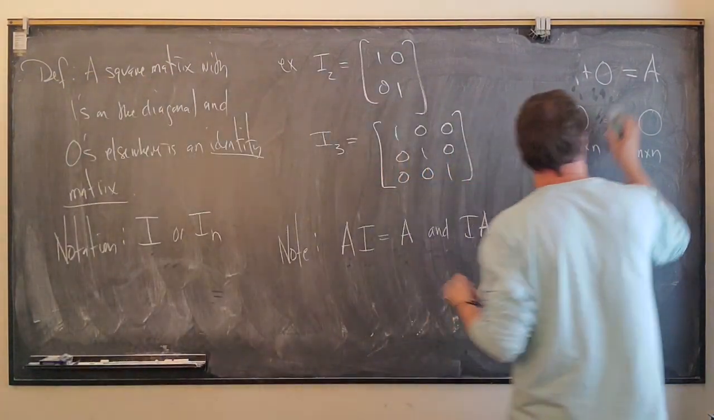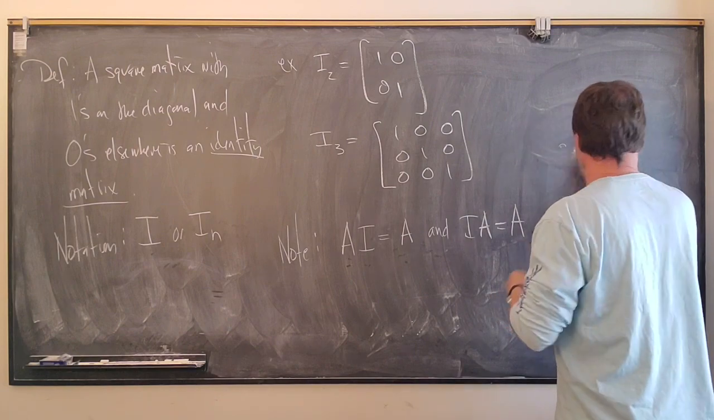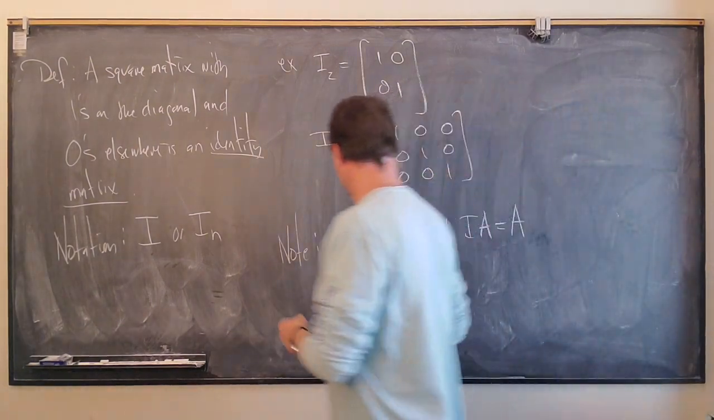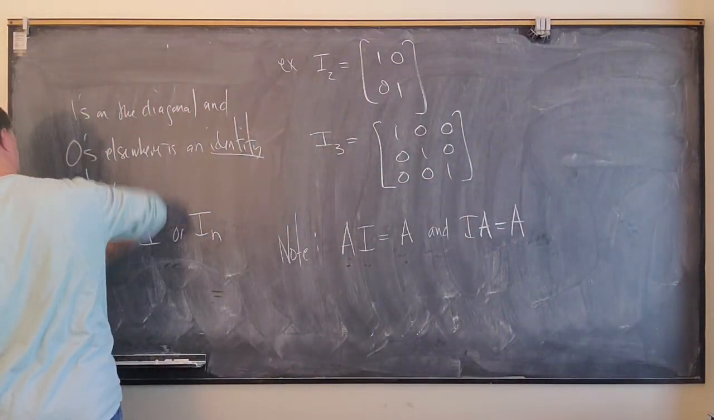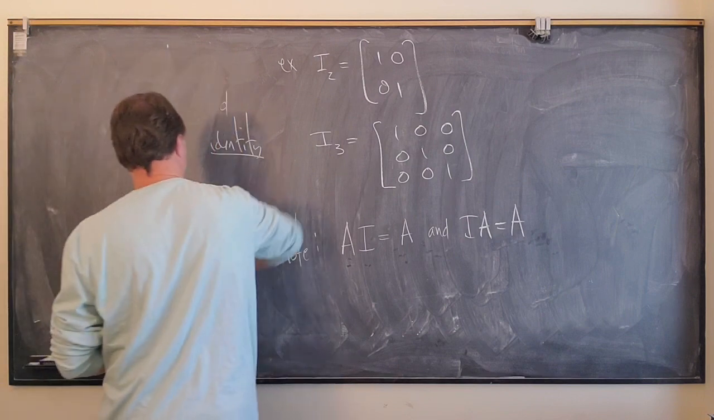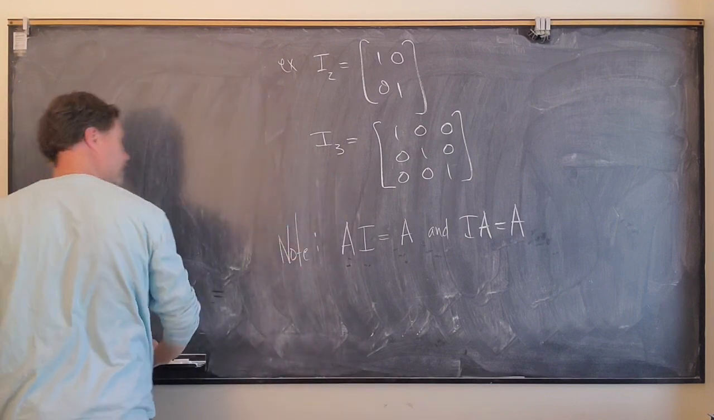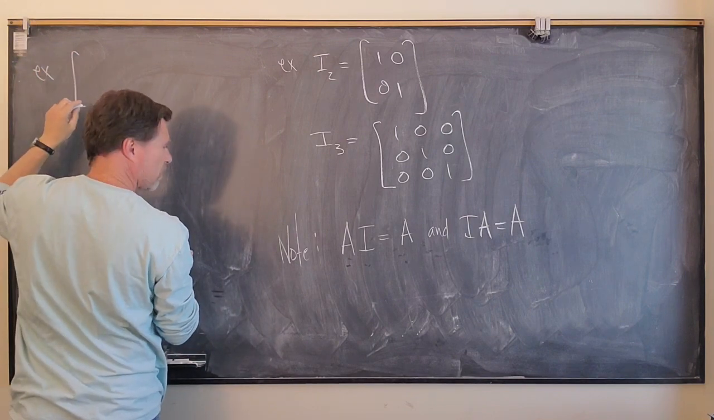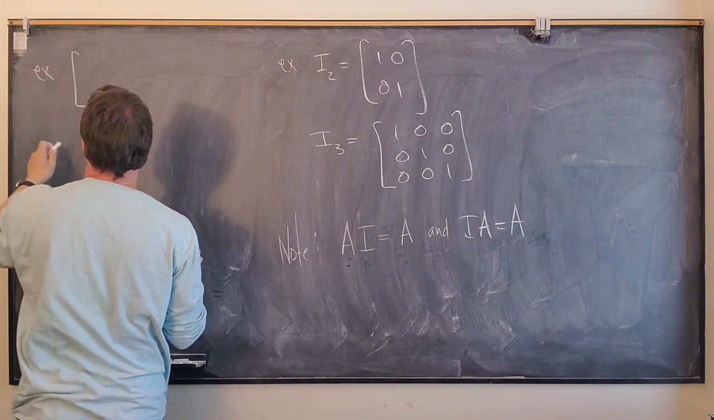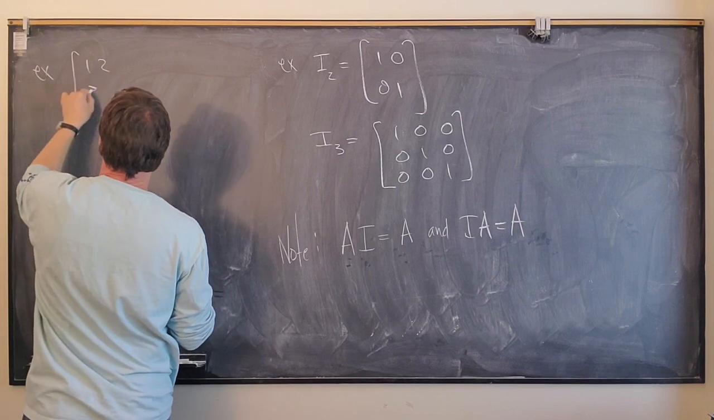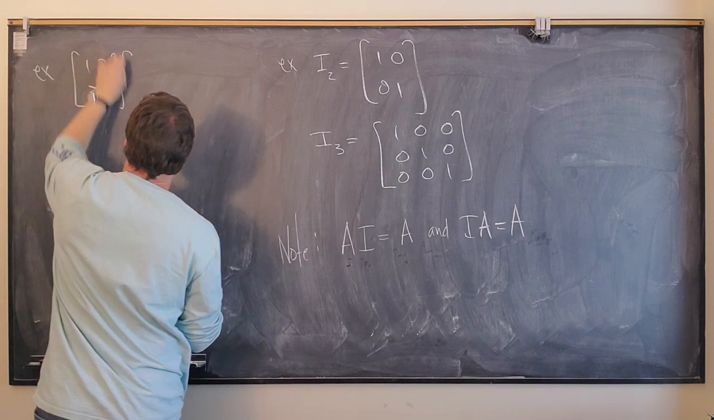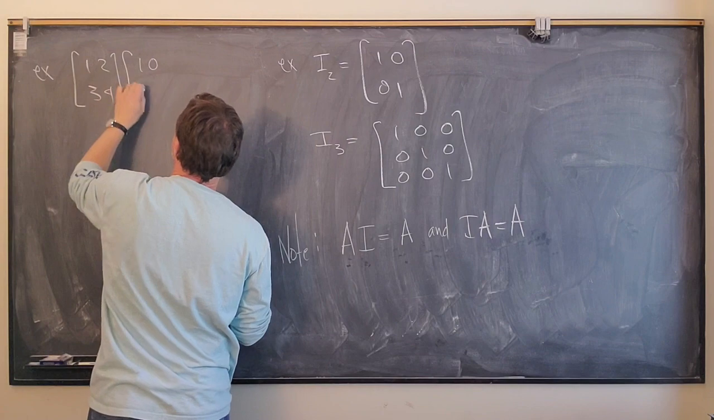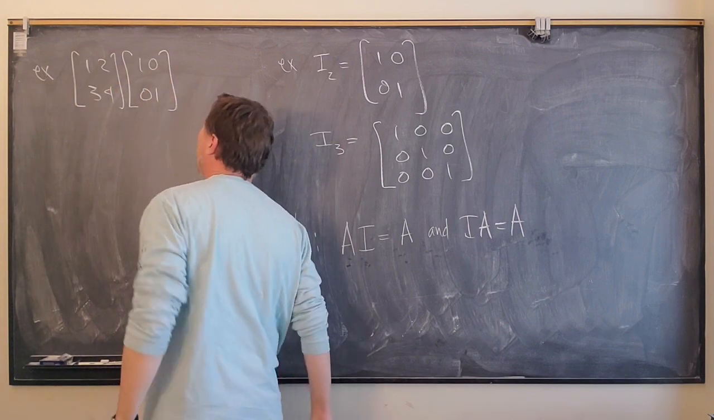And you can check this in general. Let me just give you one quick example of how this would work. Why is this true? So for example, let's try this order right here. How about 1, 2, 3, 4 times the 2 by 2 identity matrix 1, 0, 0, 1.